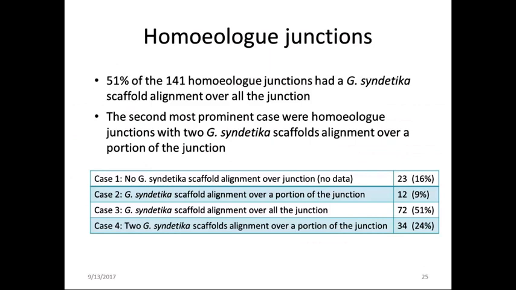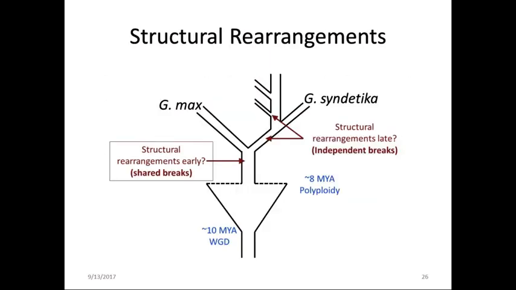So overall, when we look at this, about 51% of the junctions that we looked at did have a case 3, which means the scaffold covered the entire junction point. The second most prominent was the 2 scaffolds. And of course, this could relate to the fact that it's a draft genome. We don't have enough sequencing to call. So this data suggests that the structural rearrangements happened early, before speciation. Of course, this is a suggestion. We need a little bit more data, but it still bodes confidence towards one direction.